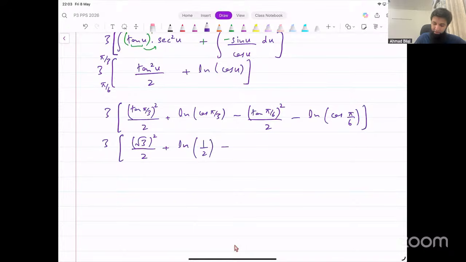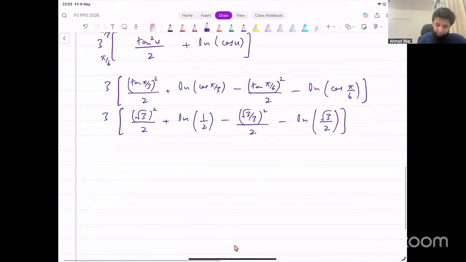Minus tan pi over 6, that is under root 3 over 3 whole squared divided by 2. Minus ln of cos pi over 6. Cos pi over 6 is under root 3 over 2. You will just evaluate each one of them on your calculator, and then you simplify this now. 3 is outside as it is. Inside, this becomes 3 over 2.